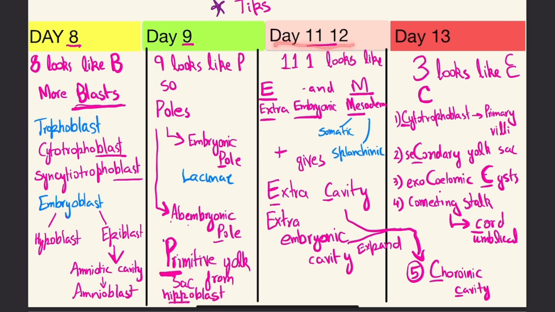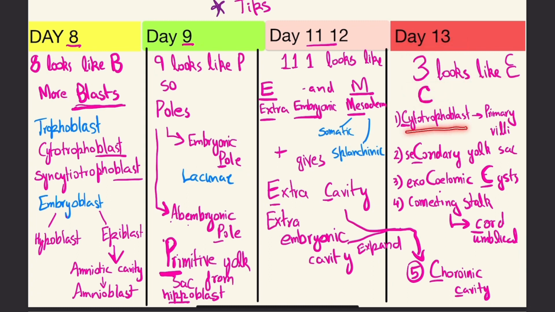Next, we have days 11 and 12, and 11 looks like E and M. So we have extraembryonic mesoderm, which can divide into somatic and splanchnic, plus it gives the extraembryonic cavity. Next, we have day 13, and 3 looks like two C's.